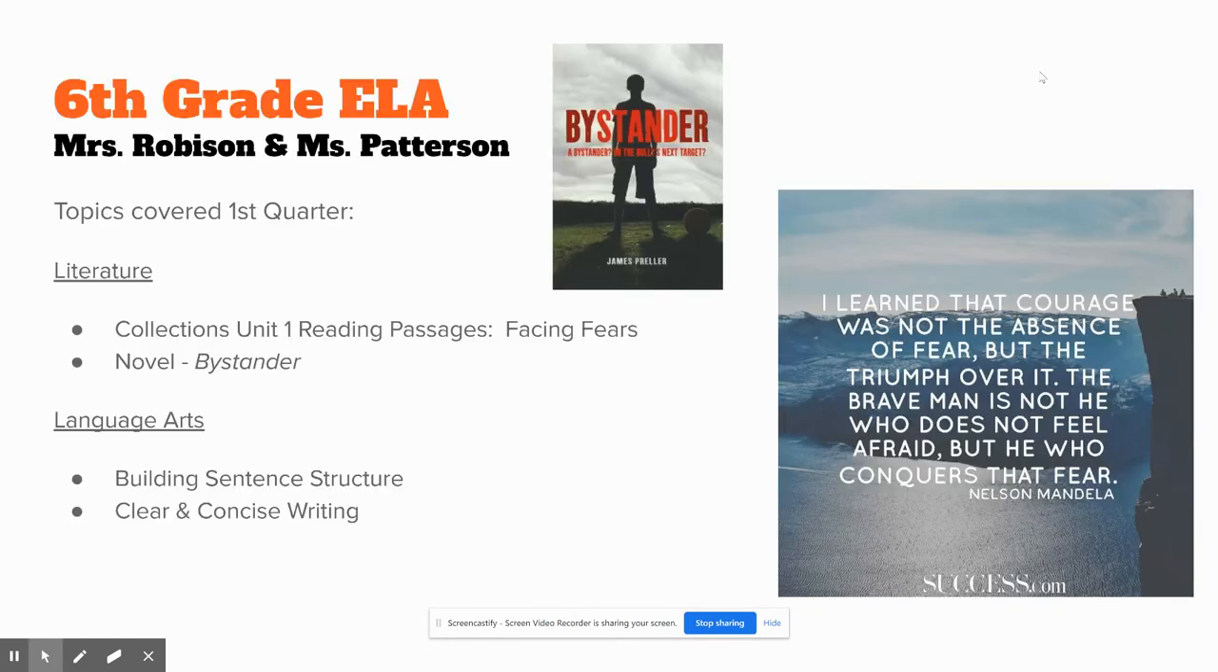So we have sixth grade ELA. It's taught by Mrs. Robeson and Mrs. Patterson, who is our new teacher. The first quarter, they're going to be covering units of literature, collections, unit reading passages, talking about facing fears, things like that. And the novel they'll be doing will be Bystander. For language arts, they'll be building sentence structure and using clear and concise writing, practicing that.